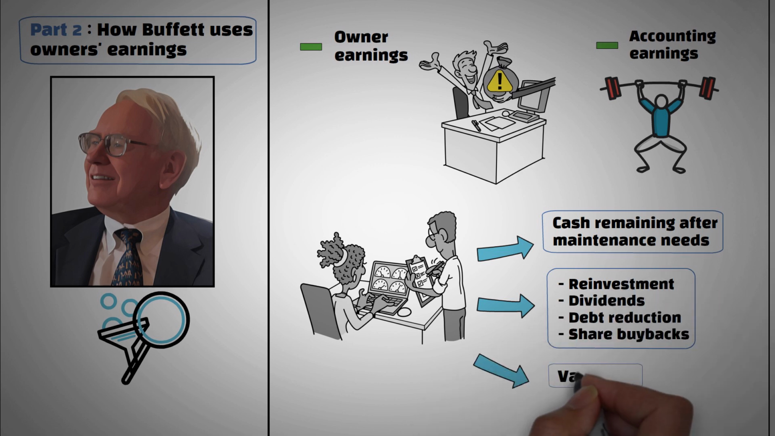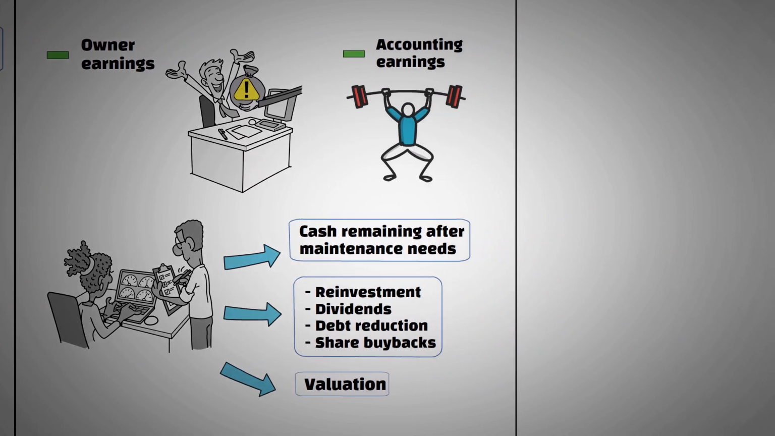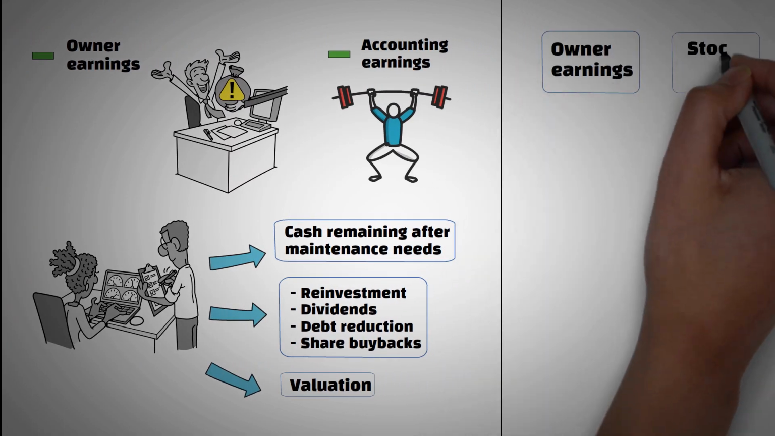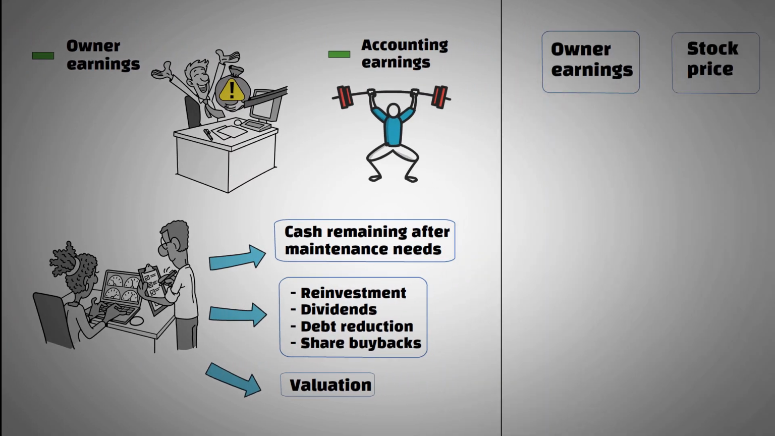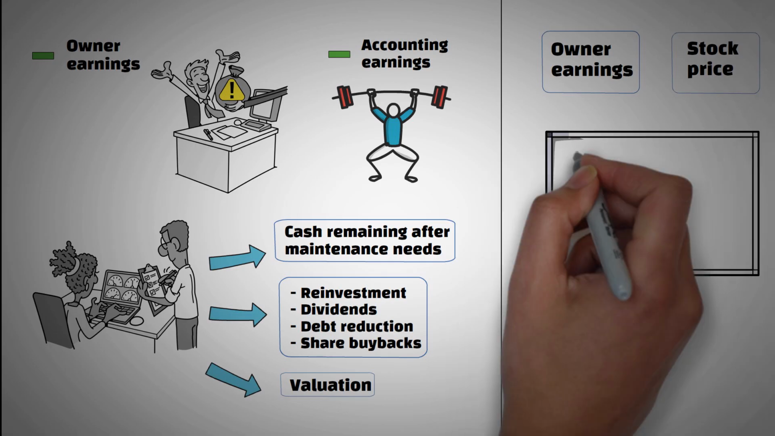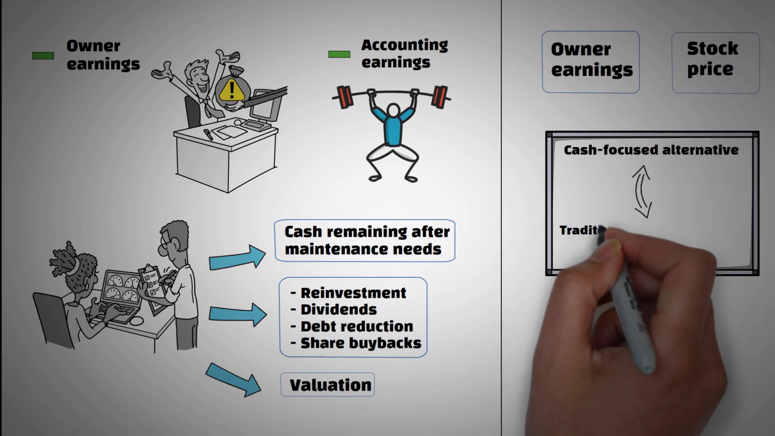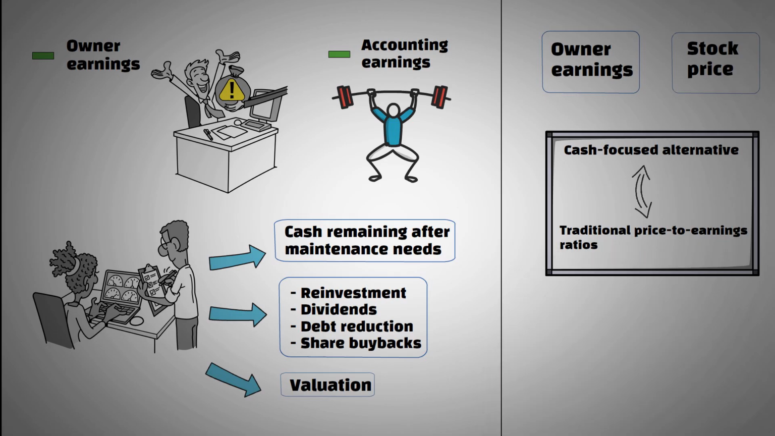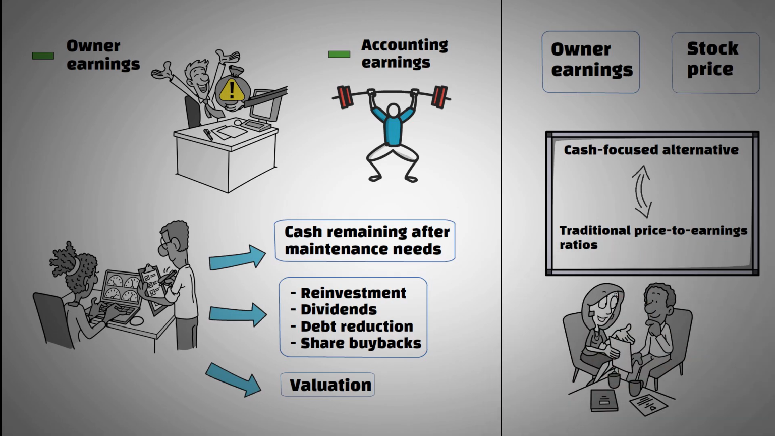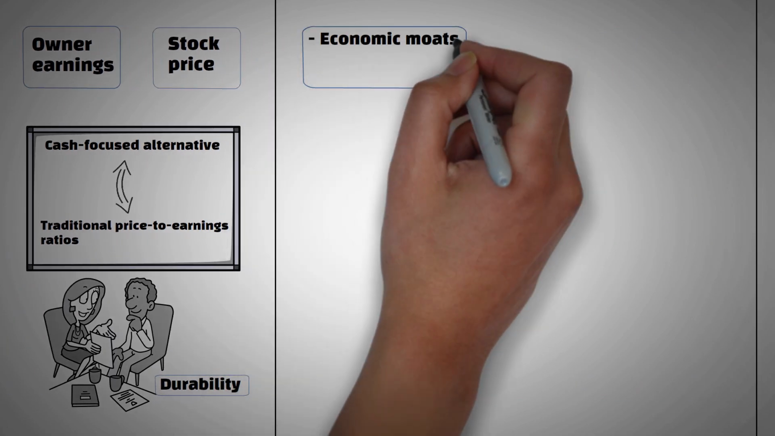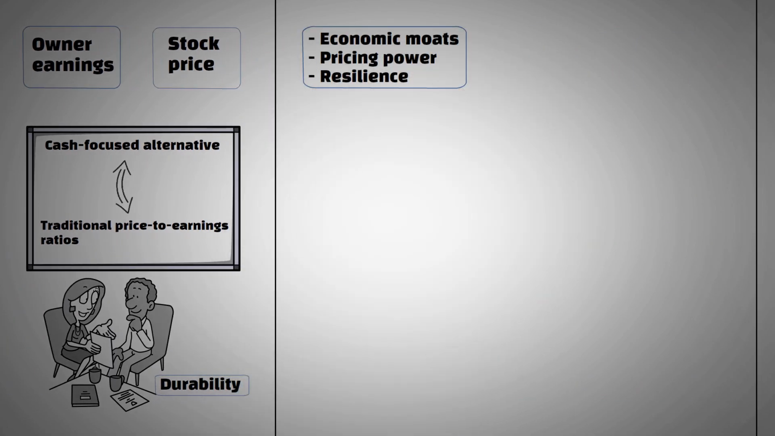Third, Buffett uses owner earnings in valuation. By comparing owner earnings to the stock price, he can estimate how much cash he is buying relative to what he is paying. This provides a cash-focused alternative to traditional price-to-earnings ratios. Finally, owner earnings help Buffett judge durability. Businesses with strong and stable owner earnings tend to have economic moats, pricing power, and resilience across economic cycles.